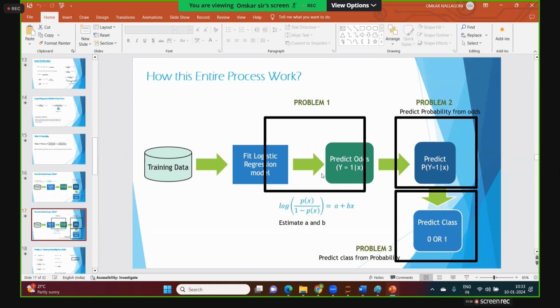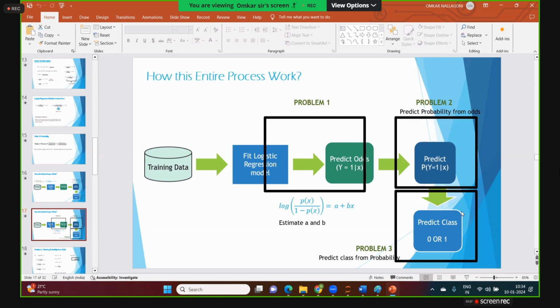And this is problem number 1, estimate of A and B, and this is problem number 2 and problem number 3. First, finding the model is one problem, second is getting the probabilities, and the last one is getting the final output. Three problems. What is problem number 1? Creating the model. Second one is getting the predictions, in terms of probabilities. And finally, the final output, where it is yes or no.